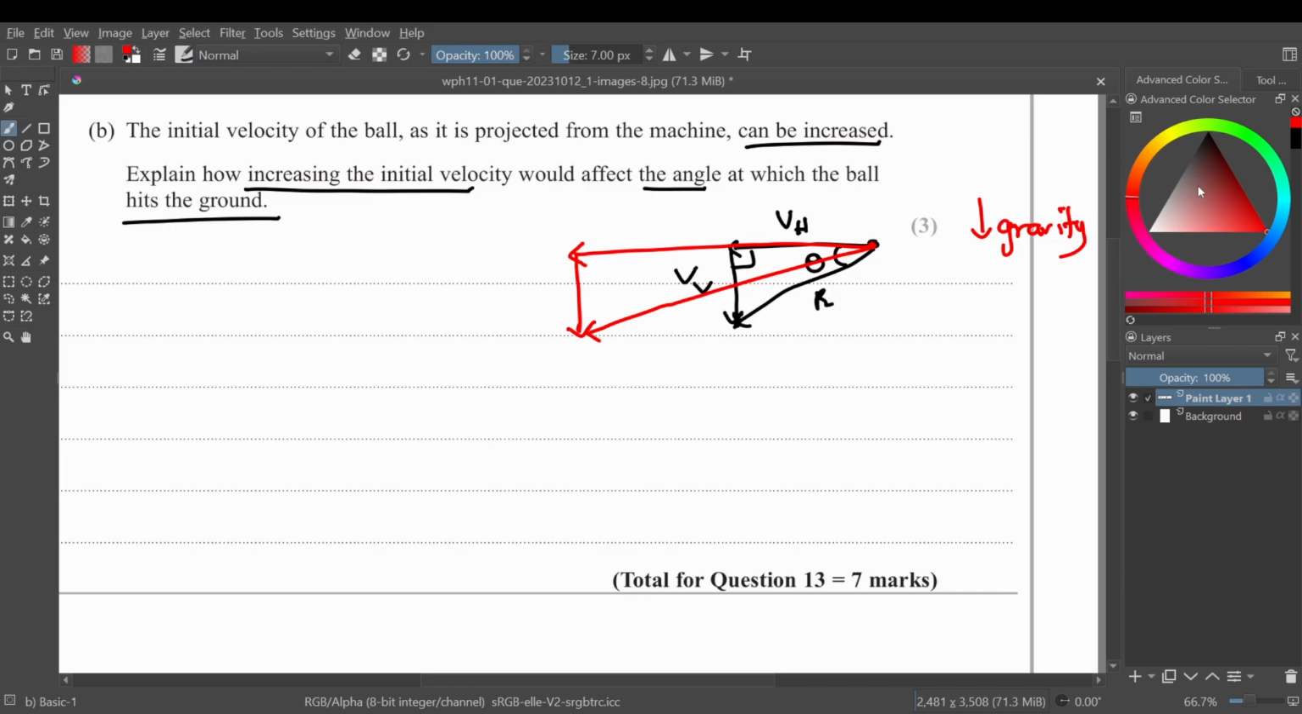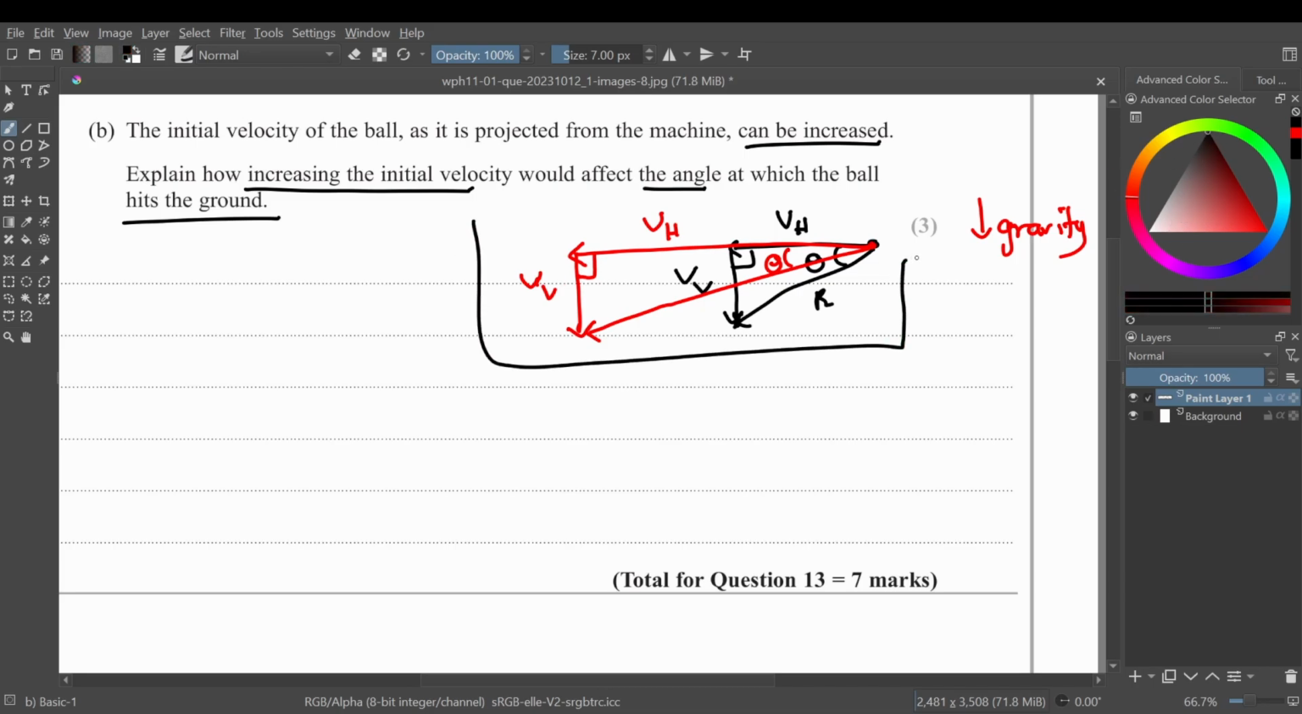Okay, so this is your angle, and if you compare the angle from before and after, you can see that the angle has decreased. So this is your right angle triangle, this is your horizontal component velocity, and this is your vertical component velocity. So now we just have to explain this diagram in word form. So let's write it out.